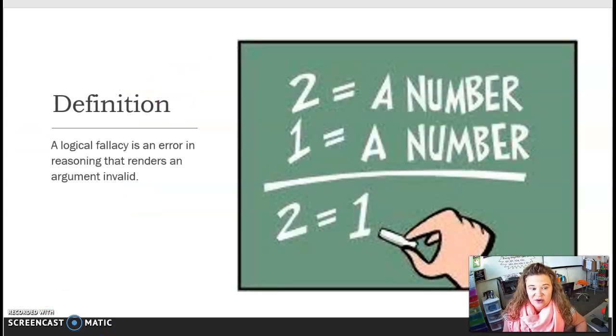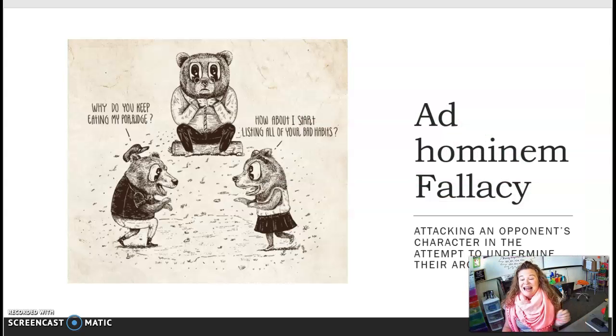Let's take a look at the first one, and then I'll set you guys on your own to do the rest of them. The first one is an ad hominem. It's when you attack an opponent's character in an attempt to undermine the argument. So if you look over here, we've got the definition. Up here, we've got the term. And then right here, we have an example.